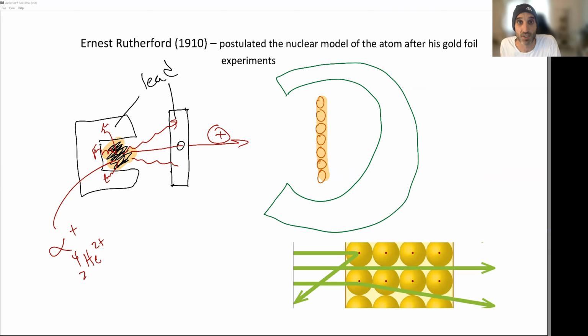So this told us a lot. In fact, this really firmed up what the atom looked like in terms of the simplistic model of what we actually see. So what were the results of the gold foil experiment?